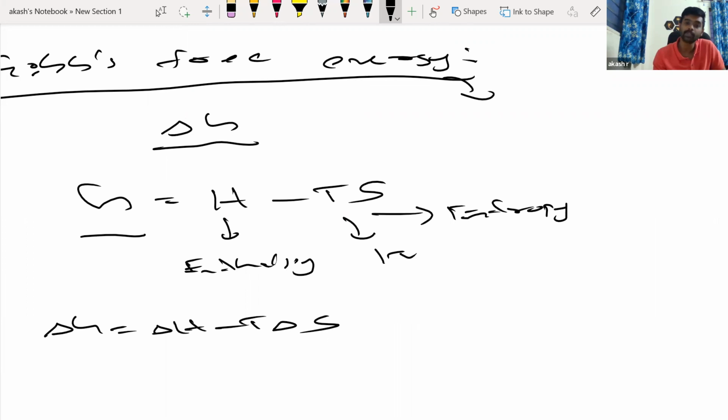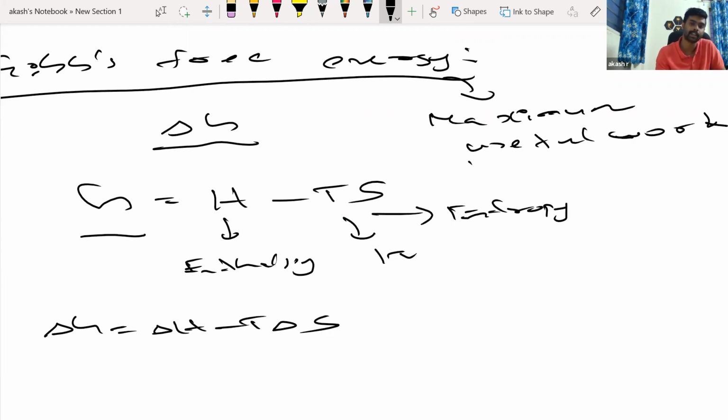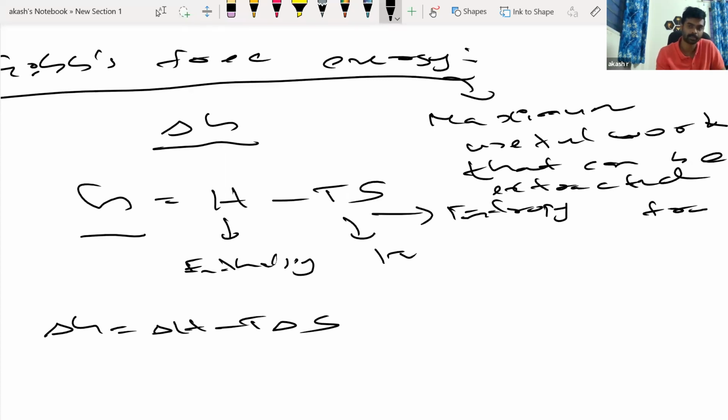Okay, so Gibbs free energy is the maximum useful work that can be extracted from a process. That is exactly how we define the Gibbs free energy. It is the maximum useful work that can be extracted from a process.